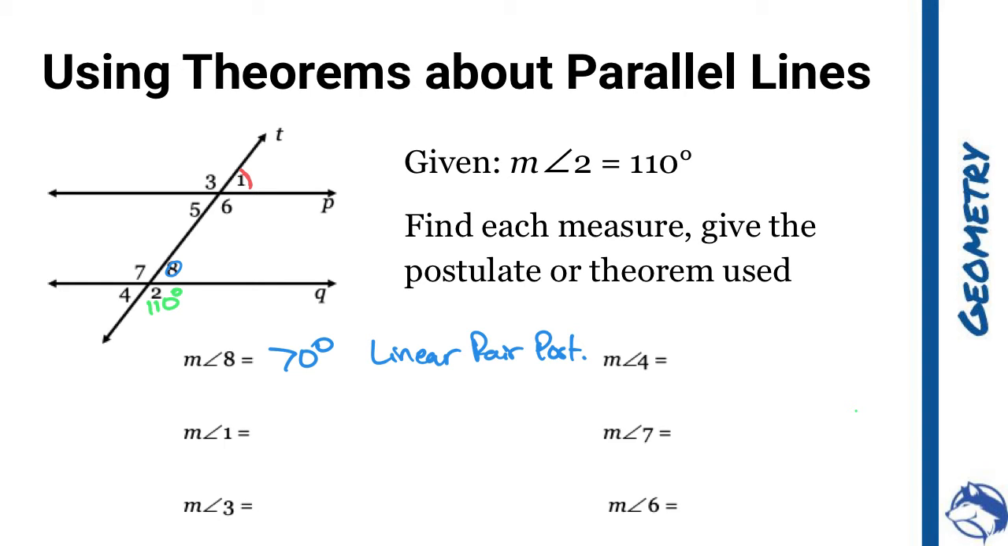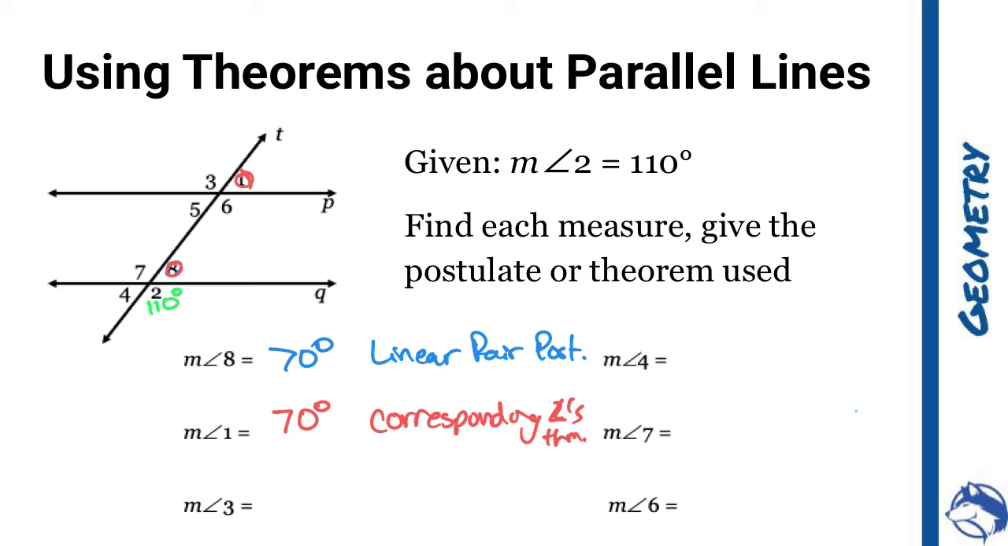So I've got angle 1 now. Well, I know angle 8, so I can do angle 1, and these are corresponding angles, so I'm going to say that this is 70, and this is corresponding angles. And then this one is a theorem.